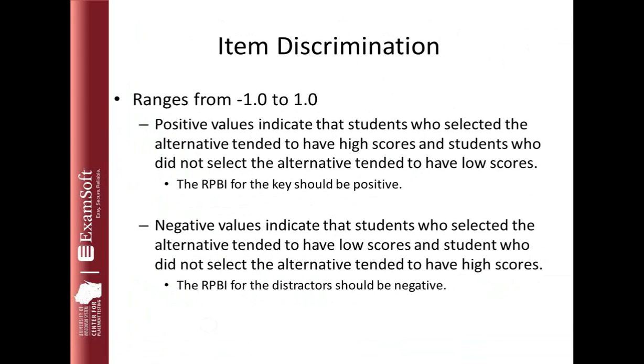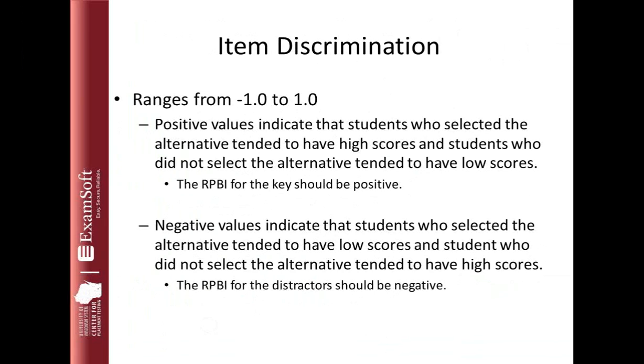We would like a negative RPBI. So that tells you that the people who picked that particular wrong answer are the ones who scored low on the test, and the ones who did not pick that answer tended to score higher. Remember, we want the high scorers picking the right answer, not the wrong answer.